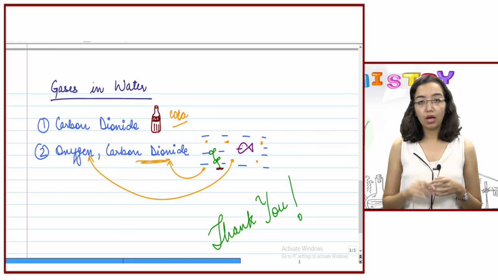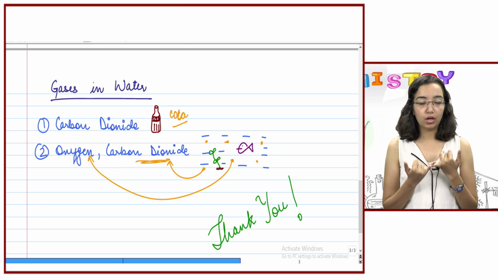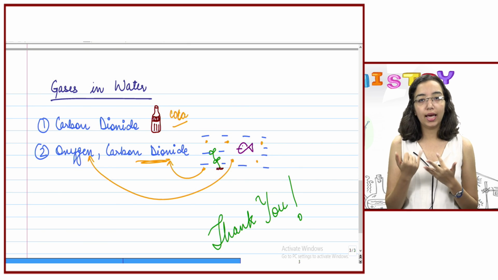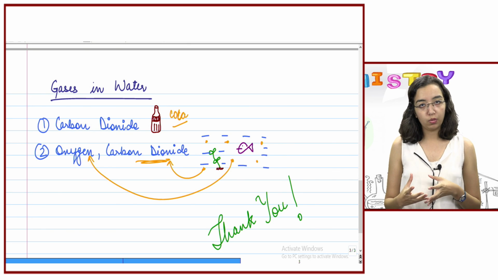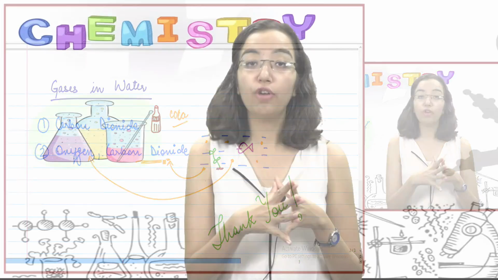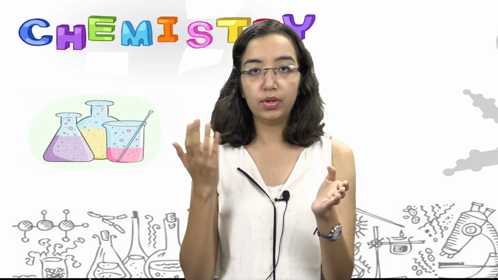So in this way, we studied that solids, liquids and gases can get dissolved in a liquid solution based on the property of solubility. We can separate them into soluble and insoluble, miscible and immiscible. And we also studied some gases that get dissolved in water.